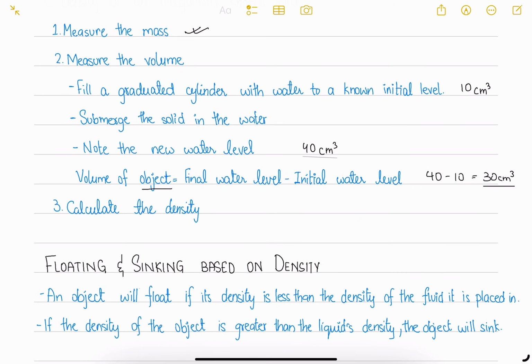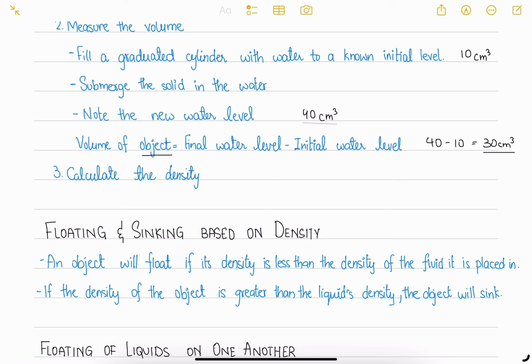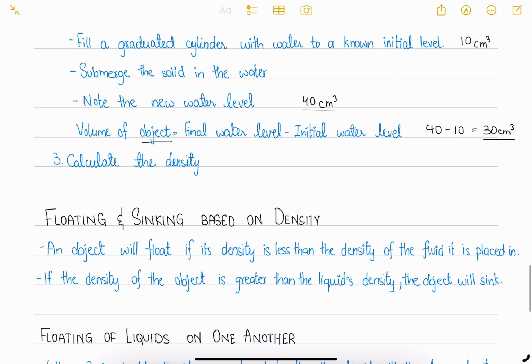So we'll get the density. Now, where we can use this density is on the floating and sinking. The key principle over here is that an object will float if its density is less than the density of the fluid it is placed in. And if the density of the object is greater than the liquid's density, the object will sink. For example, we have a wooden block. It floats in water because its density is less than water. Density of water is 1000 kilogram per meter cube, but the wooden block's density is lower than that. That's why it floats. If the density of an object is greater than the fluid it is placed in, it will sink.